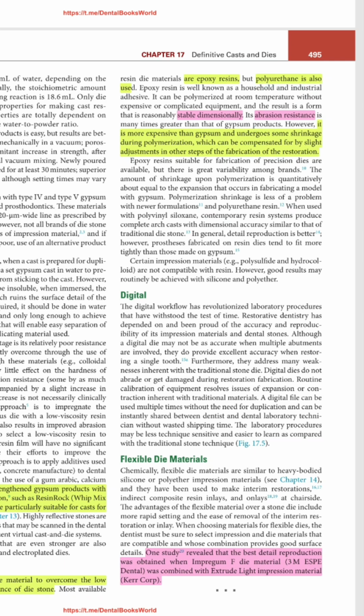Polyurethane is also used, which is stable in its dimension, although it is more expensive and undergoes some shrinkage during polymerization, but it can be compensated by slight adjustments in the other steps of the fabrication of the restoration, and we will know the details about this in the chapters that are coming.